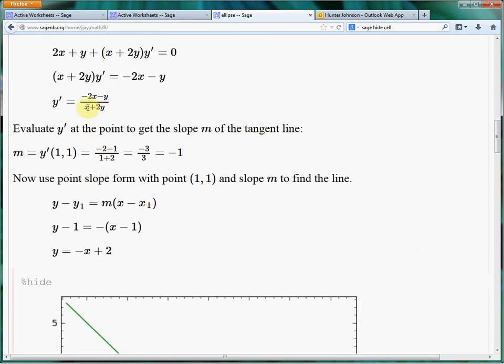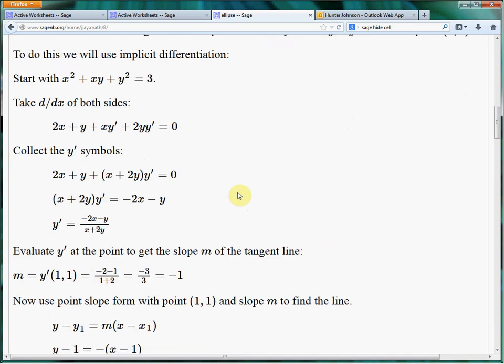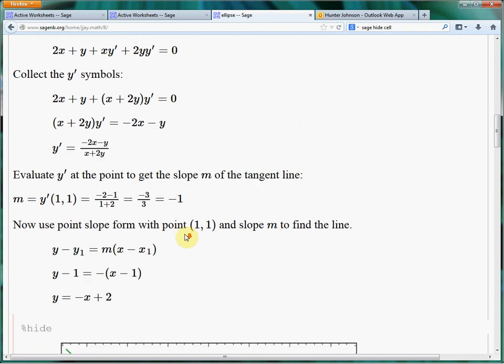So now that we have this expression for y prime, we're ready to find the equation for the line tangent to the ellipse at the red point. The first thing we need to do is find the slope of the tangent line there. That's just the derivative evaluated at the point (1, 1). And when you plug (1, 1) into this expression, you get minus 1. So the slope of the tangent line through the red point is minus 1.